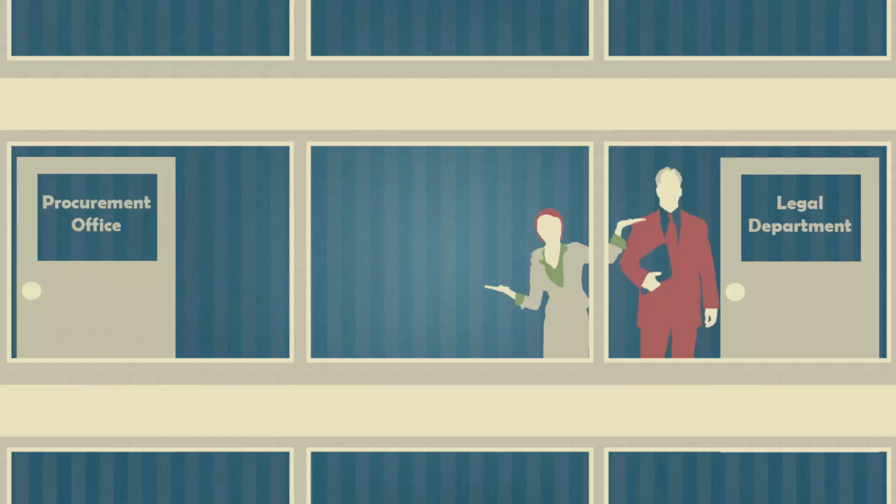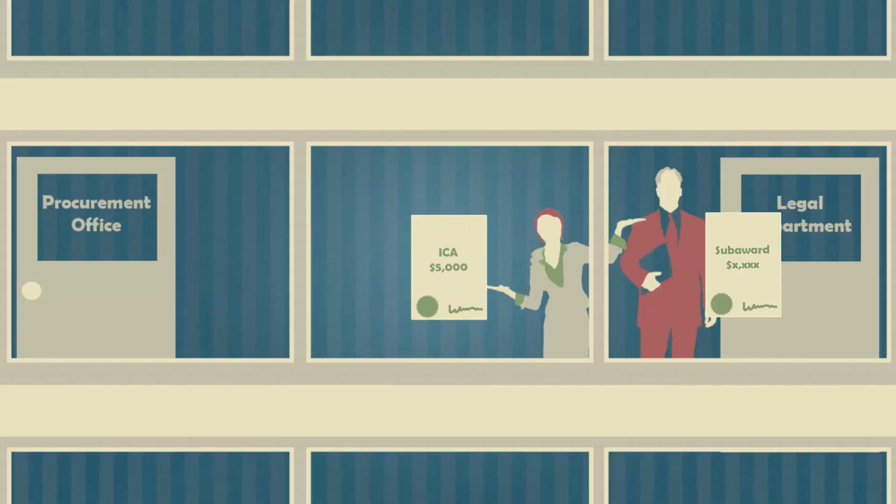ICAs and subawards make their way into the legal department. Here they are reviewed and approved by a contract specialist or lawyer. From here, two things can happen. If there is no discrepancy with the contractor, then the contracts move on to the project administrator.